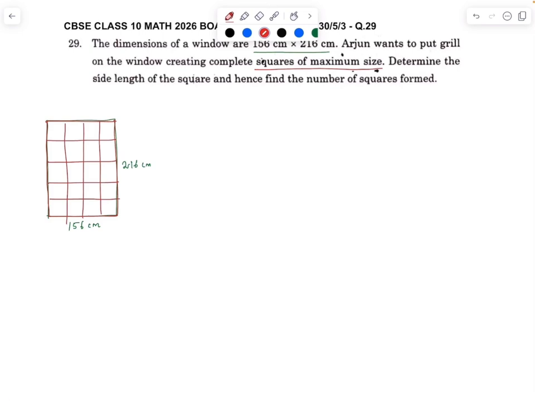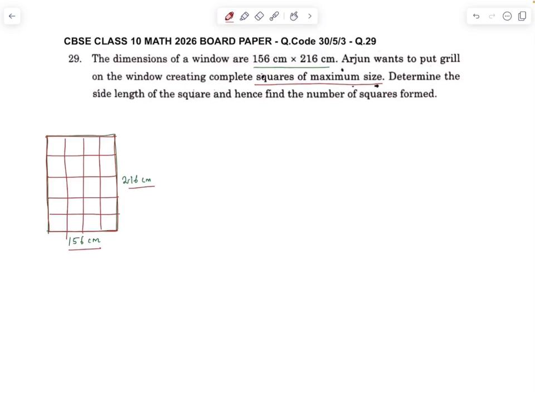So to create a largest possible square, we need a number that divides 156 and 216 exactly. To get that, we will do the HCF for these two numbers. So that should be the dimension of one square. Let's get the HCF of these two numbers.